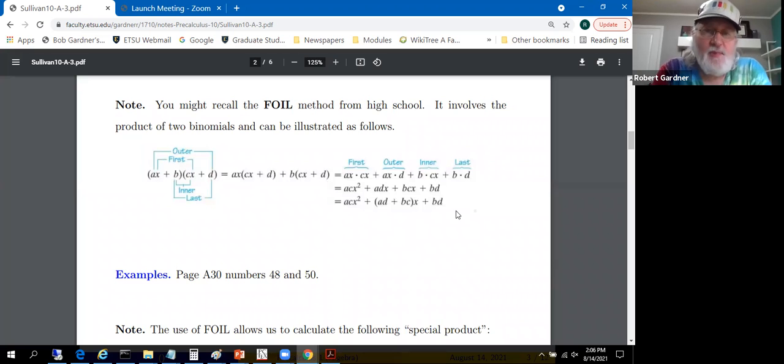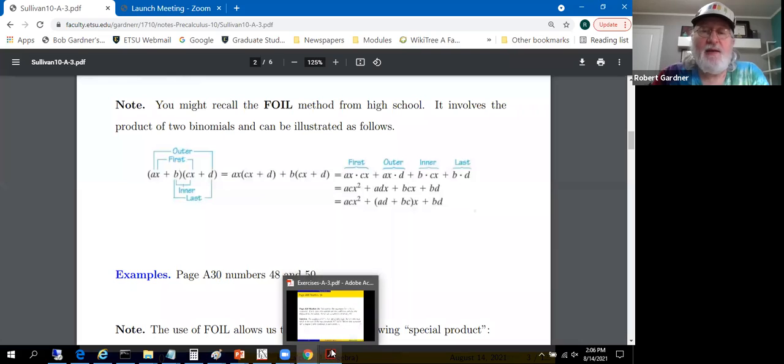So a common mistake is to simply multiply the first two things together and the second two things together. It doesn't work like that. Distribution applies, and to multiply two binomials, you must FOIL them. So let's look at a couple examples of that.